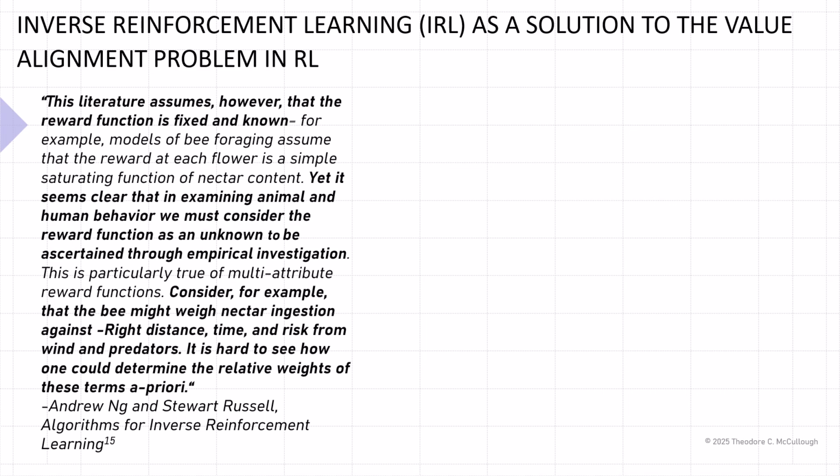With the foregoing as context, let's talk a little bit about inverse reinforcement learning. According to Ng and Russell, the literature assumes, however, that for a reward function, it must be fixed and known. Yet it seems clear that in examining animal and human behavior, we must consider the reward function as unknown, to be ascertained through empirical investigation. According to, again, Ng and Russell, consider, for example, that the bee might weigh nectar ingestion against flight distance, time, risk from wind, and predators. And as such, it's hard to see how one could determine the relative weights of these terms a priori.